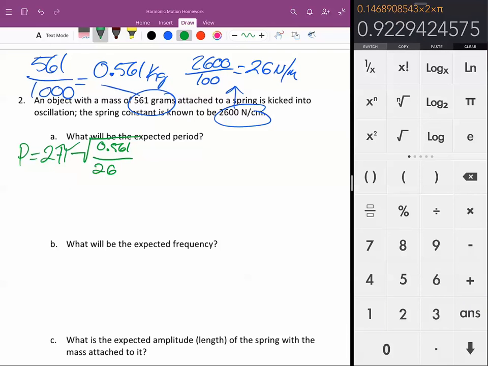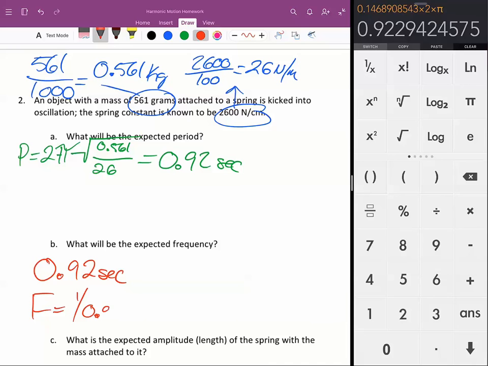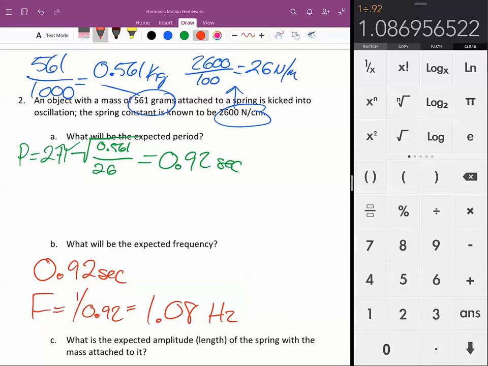B is asking for the frequency. So our period is 0.92 seconds. So frequency is going to be 1 divided by your period. So 1 divided by 0.92 gives you 1.08 hertz. Now 2C was omitted or skipped.